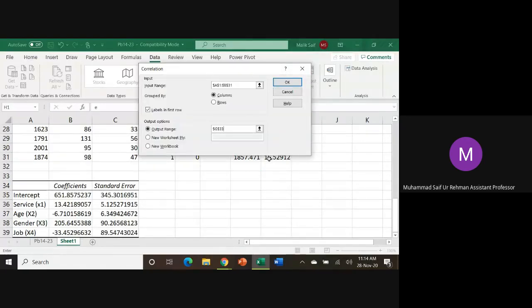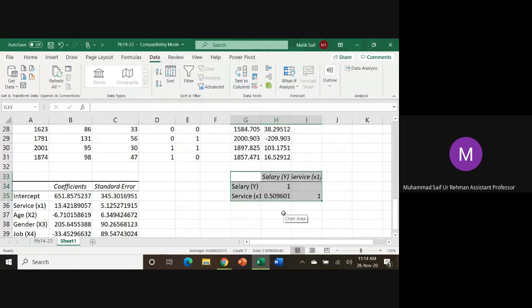Right. So the output range is there. Labels are there in the first row columns. Everything is fine. So press OK. You will have this. So now you can see, basically, what is this? This is our correlation coefficient R that we found using some formula in the face-to-face class. So this is R and this is 0.5. So you can say that there is a moderate positive relationship between these two.